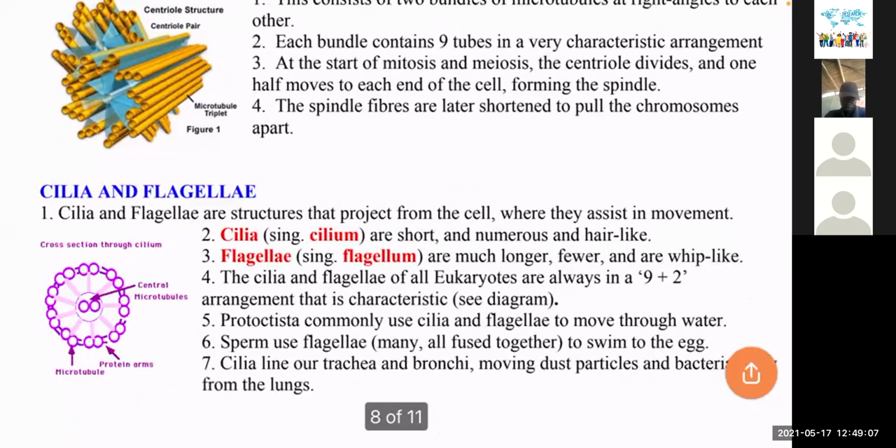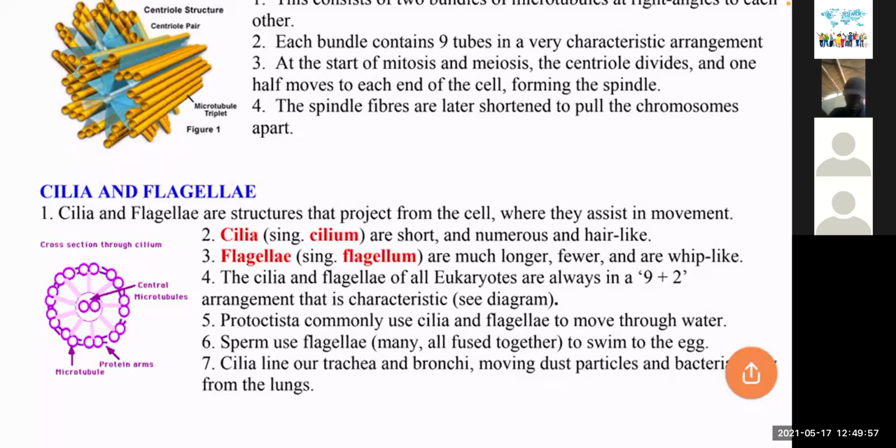So further, we talk about the other structures of the cell that help it move and what they do. This is the cilia and flagella. Cilia and flagella are structures that project from the cell. They're like extensions. They project from the cell where they assist in movement. They're like tails or little tiny legs. Cilia, singular cilium, are short and numerous, hair-like. Flagella, singular flagellum, are much longer, fewer, and have a whip-like arrangement that is characteristic.